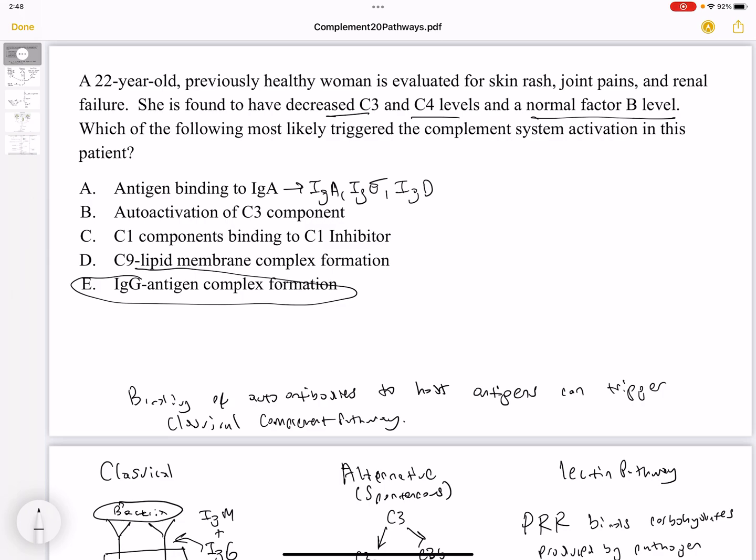Answer choice D is C9 lipid membrane complex formation. This refers to the formation of the membrane attack complex, which is at the end, and it is also going to be incorrect.